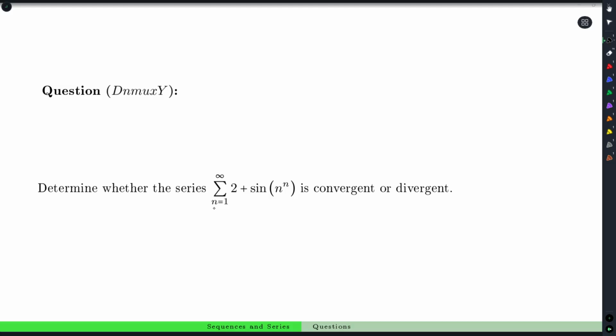Determine whether the series, which is adding up from 1 to infinity, the sequence 2 plus sine of n to the n, yikes, is convergent or divergent. Okay, pretty standard fare. Somebody brings you a sequence and says, hey, can I add this up or not? So when we think about how to tell if this is convergent or divergent, we might start thinking, does this look like a sequence that is well behaved, something like geometric?